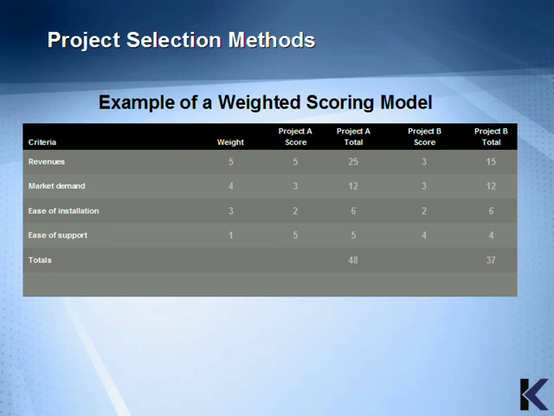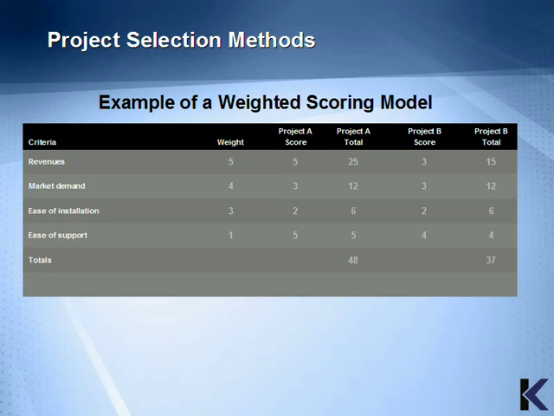The committee, on a scale of 1 to 5, with 5 as the highest, has revenue potential as the most important criteria for the project with a 5. Then market demand was rated as a 4, and so on. Project A rated well in revenue potential with a 5, and with the weighted score, its total was 25. Project B did not do as well, and with a rating of 3, its total was only 15.